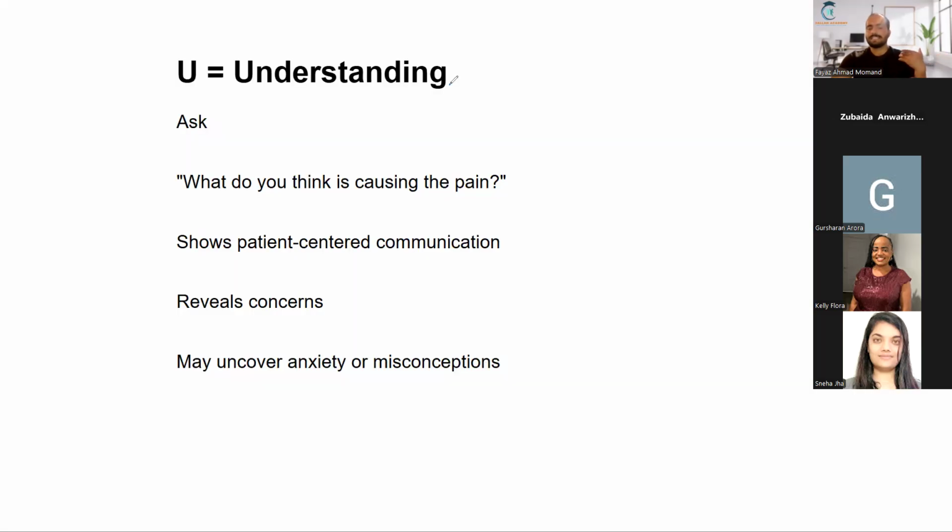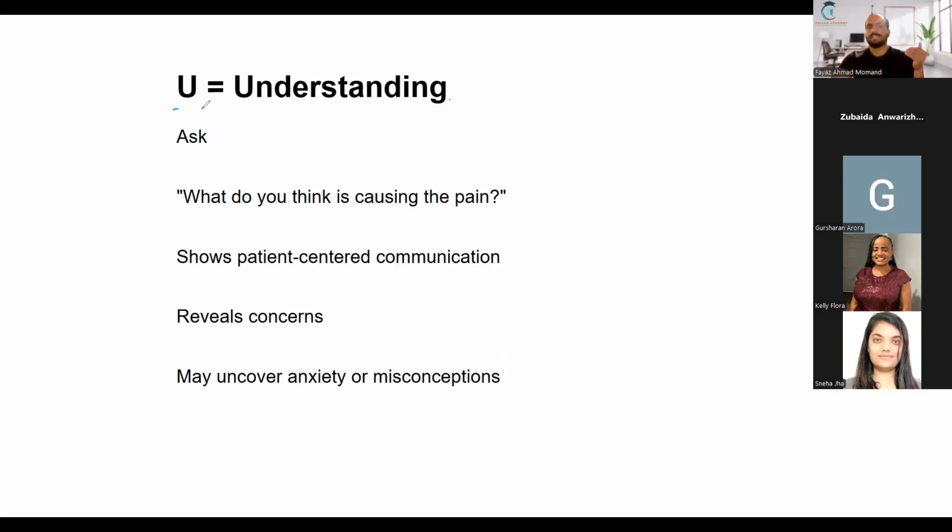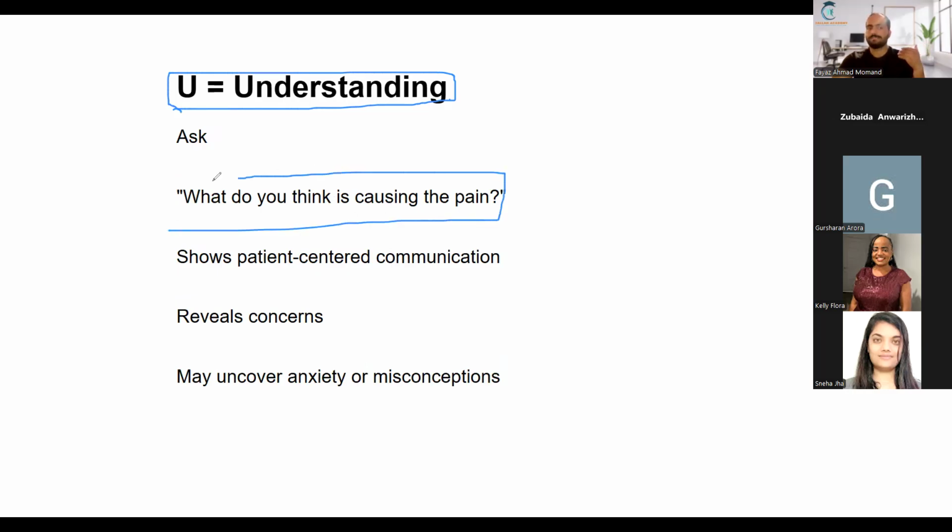Now, the next letter that we use in the OCD structure is U, or understanding of patient. What do you think is causing the pain? Always ask this question. Sometimes patients will point towards things that you didn't even consider in your differentials, and the whole history will start making sense then. So ask this question. It is very important.